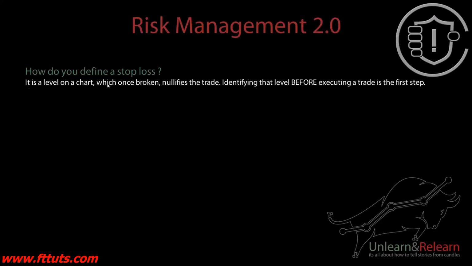It's a level on the chart which, once broken, nullifies the trade. Identifying that before executing a trade is the first step. This means that whenever you're trying to take a trade, you're making sure that you know where your stop loss is going to be. You're already identifying your stop loss first. The first step before you take a trade is to identify where you're going to place your stop loss.